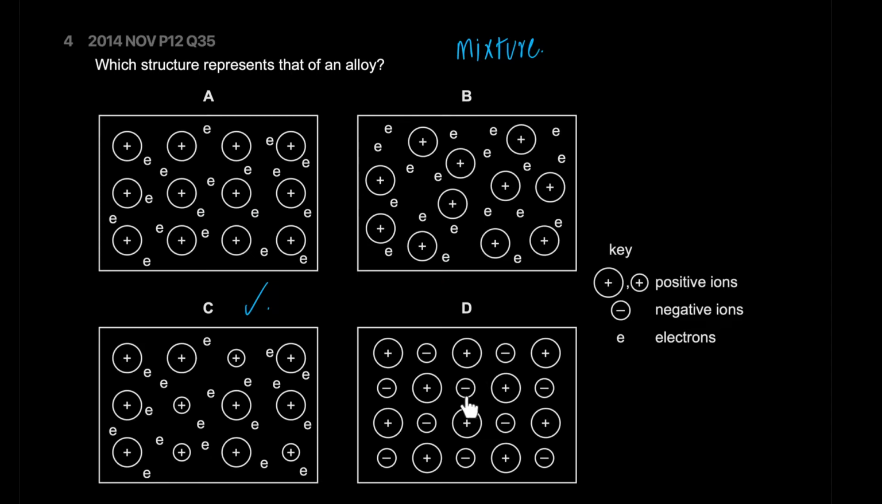What about D? Well, it's not electrons anymore. What are these negative things? Well, they're negative ions. So D is hinting at an ionic structure instead. That's ionic for you, or one version of it. So our best answer is C over here.